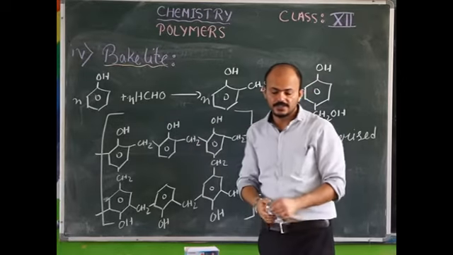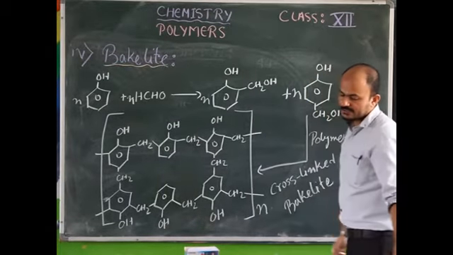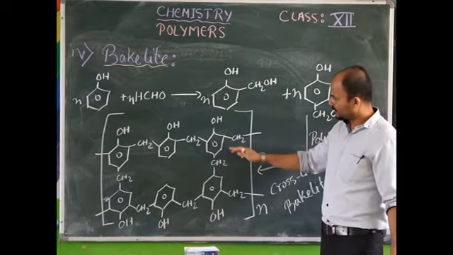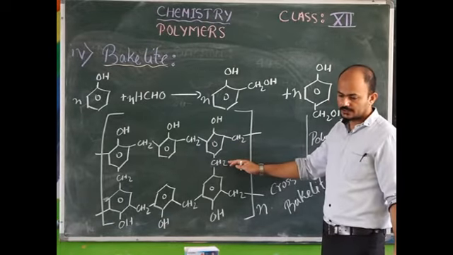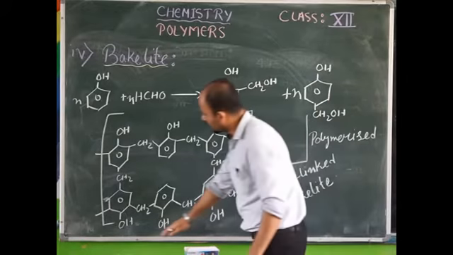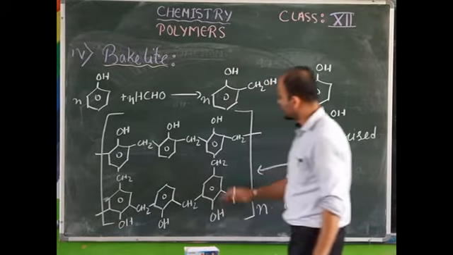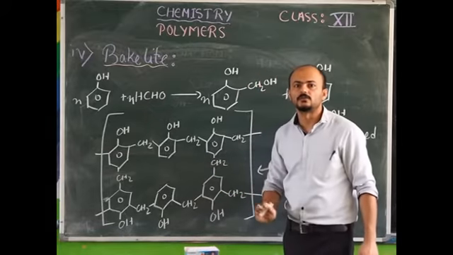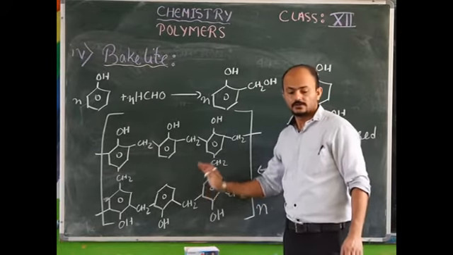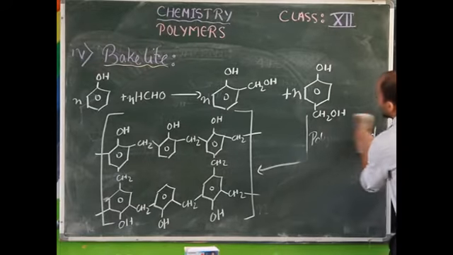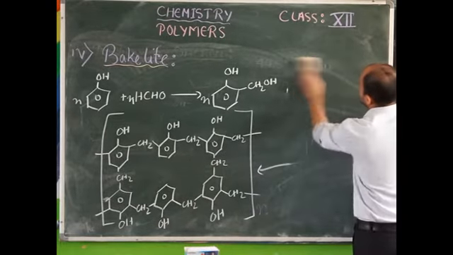Now let's move on to the next polymer. Let me check whether this is absolutely correct or not. This is COOH, OH, so the chain extends this side. Here OH, OH, OH, the chain extends this side. So these two are linked by CH2. Now this is the structure which is given in your book. So now let's move on to the next polymer.